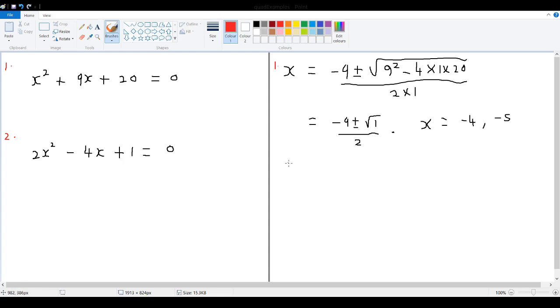Okay, two solutions. Now, what about number 2? That's a little bit trickier. This time we've got a 2 here, so what do we do then? Well, we start off exactly in the same way that we would normally do. So we do x is equal to minus the coefficient here.